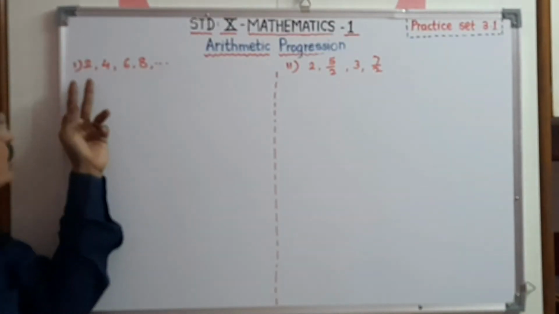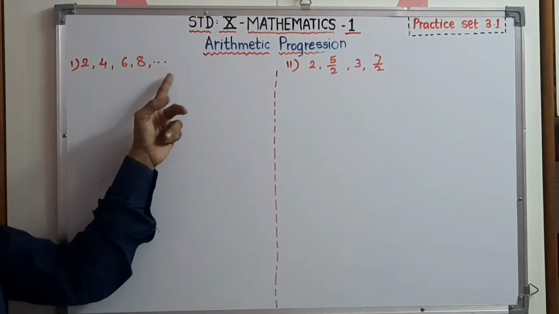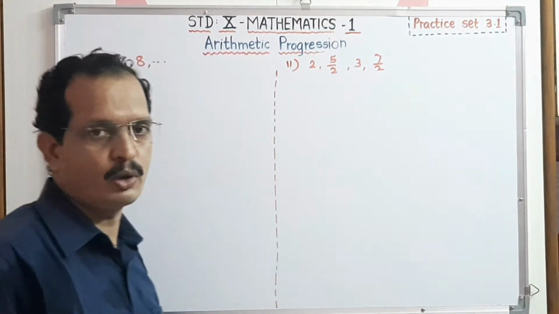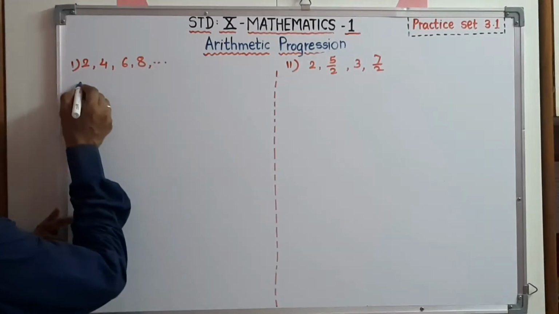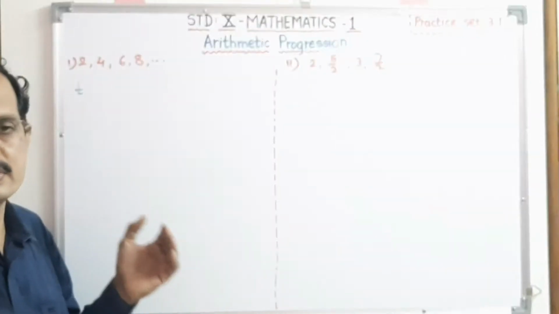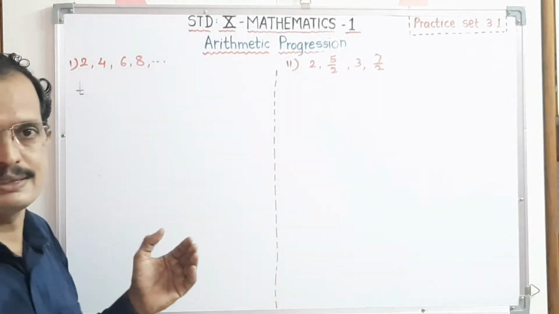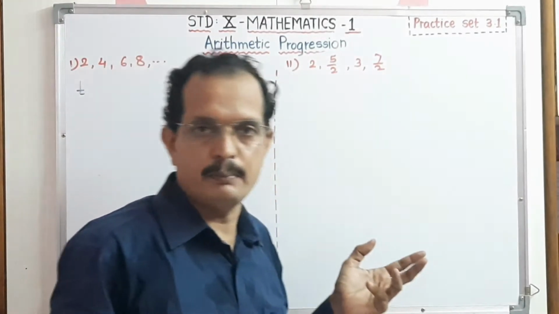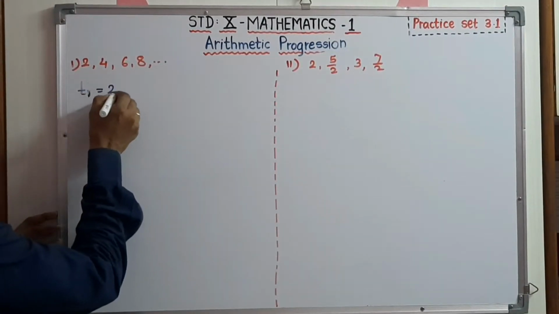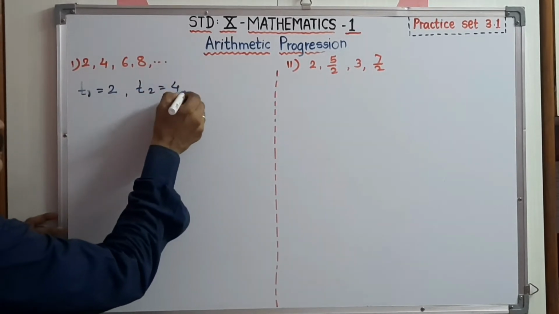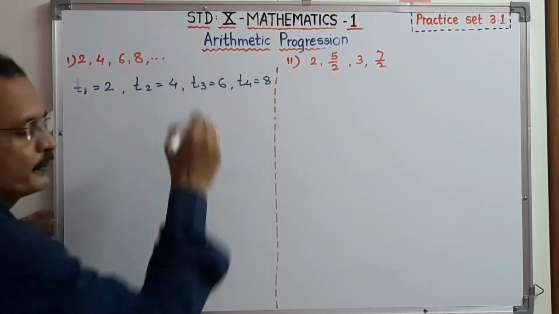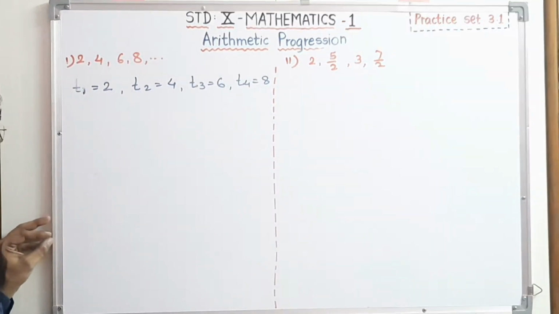First one is 2, 4, 6, 8 and so on. Dear student, we have to decide whether it is an AP or not. For that purpose, first of all, we have to find out the common difference. If the common difference is constant, that means the difference between two consecutive terms is the same, then it is an AP. Therefore, we write here T1 first term is 2, T2 is 4, T3 is equal to 6 and T4 is equal to 8. Let's find out the common difference.